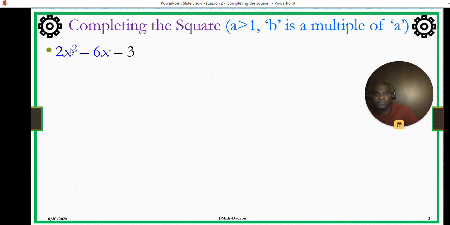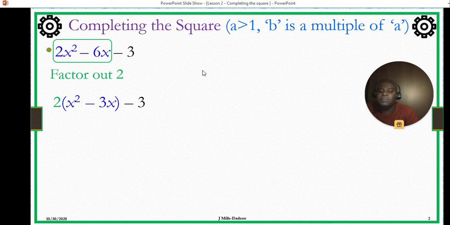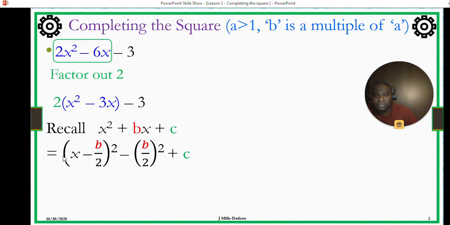So we focus on the first two terms, and we do that by factoring out the coefficient of x squared. So here we factor out 2. So you're going to now have 2 into bracket x squared minus 3x minus 3. Now we've managed to get what is in the bracket to conform to our formula for completing the square. And the formula for completing the square, if you recall, is like this: x minus b over 2 all squared minus b over 2 squared, then plus the c.